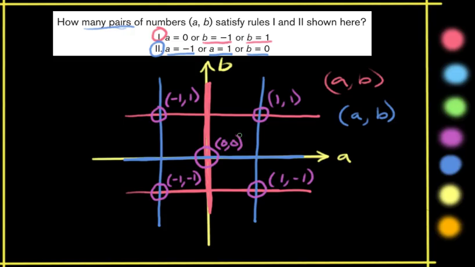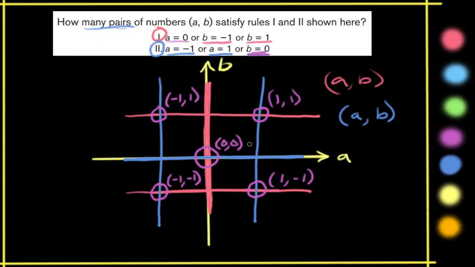And if you pick any one of these 5 points, you can just compare it to these rules, right? Let's say 0, 0. Is A equal 0 or B equal negative 1 or B equal 1? Yeah, A is equal to 0. And then does it satisfy rule 2? Yeah, because B equals 0. So this point satisfies both rules.